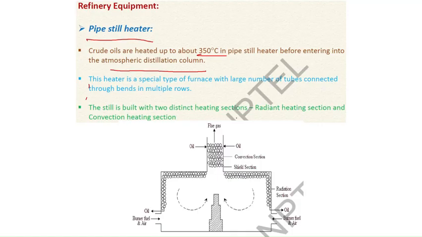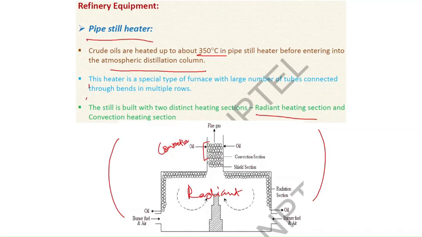The still is built with two distinct heating sections. It is a picture of a still. It consists of two heating sections. The first one is the radiant section. This is the radiant section, and this portion is the convection section. And there is another small section present here, which is the shield section or the shock section.